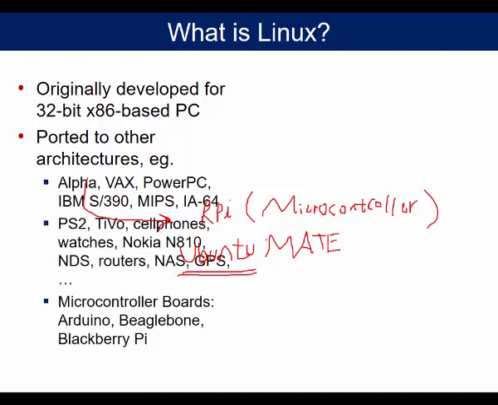As I explained here, right? Microcontroller support, there's Arduino, BeagleBones, Raspberry Pi, all have Linux. Each one has its own Linux. For Raspberry Pi, Raspberry Pi has its own operating system. We call that Raspbian, right?